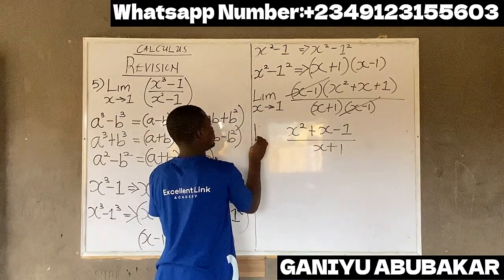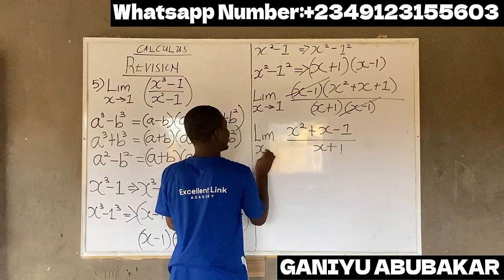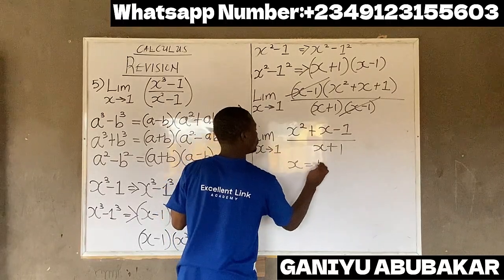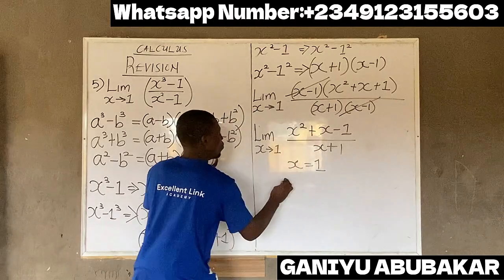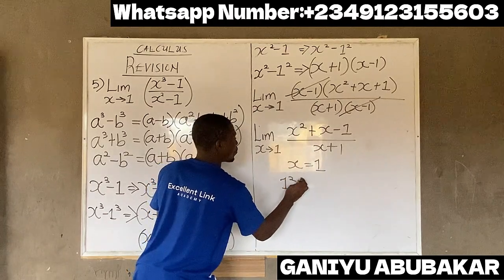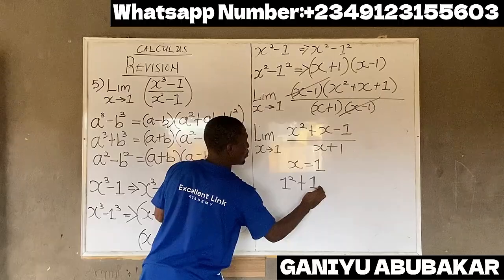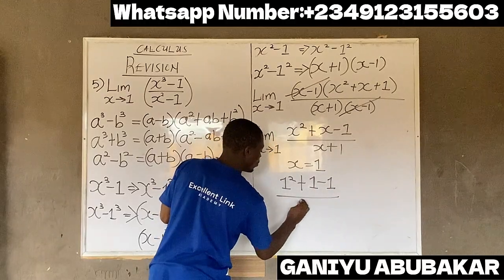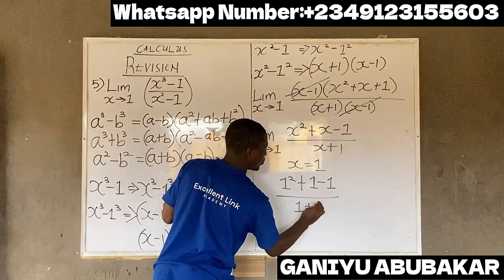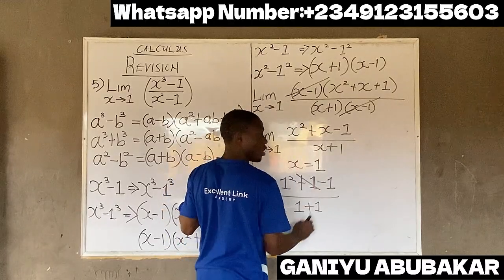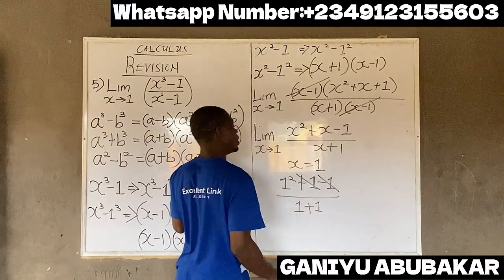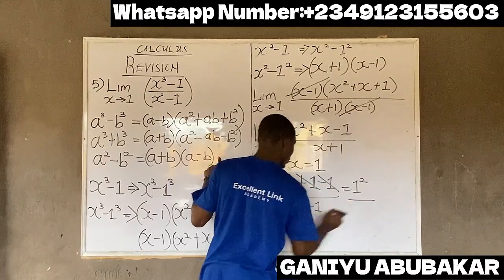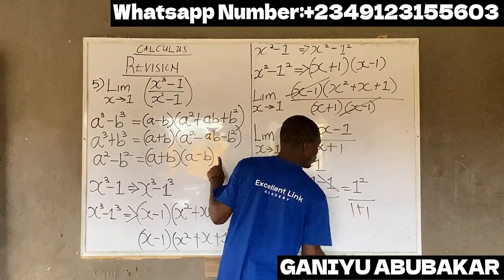We set the limit as x approaches 1. That is, anywhere I see x, put 1. I'll have 1 squared plus 1 minus 1 all over 1 plus 1. Plus 1 will cancel minus 1, leaving me with what there? 1 squared over 1 plus 1.